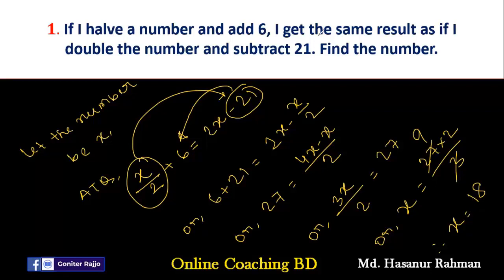And we can check whether our answer is right or wrong. How? Look, if I have the number 18 divided by 2, that means 9, and add 6, that means 9 plus 6, that will be 15. And I get the same result as if I double the number. That means 18 multiplied by 2, that will be 36, and subtract 21. 36 minus 21 is 15. Look, both times we get the same result. That means our answer is correct.